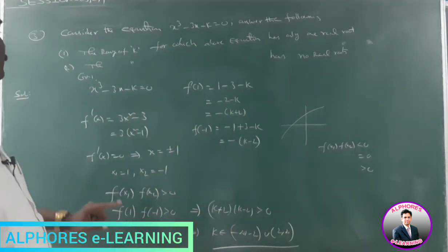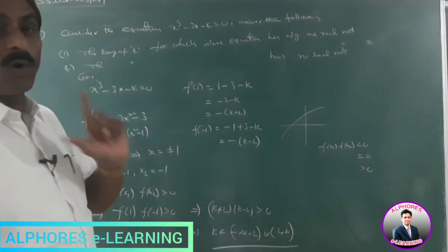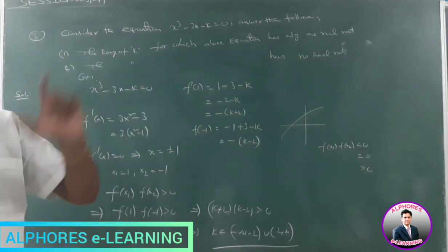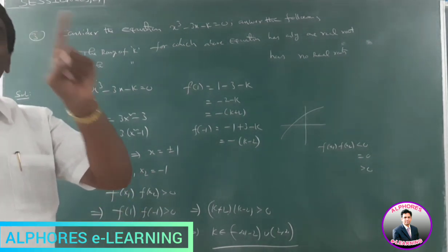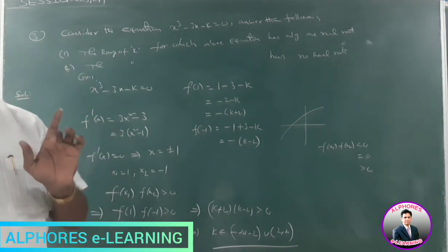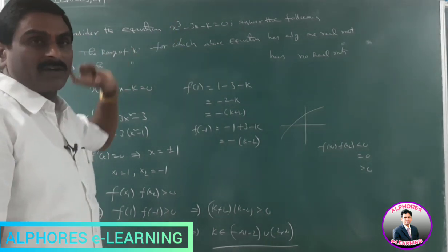Okay, next, second one. The range of k for which the above equation has no real roots. Already we discussed the nature of the roots of the polynomial equation. Every odd degree polynomial equation with rational or real coefficients has at least one real root. It is a cubic equation.